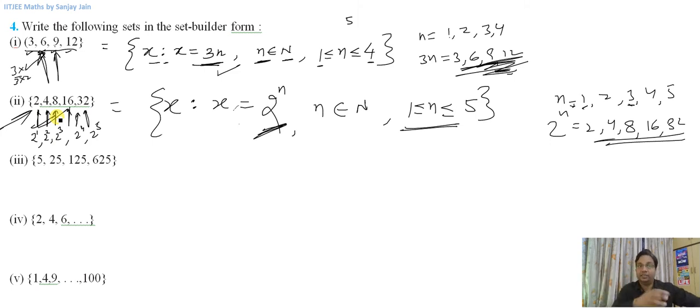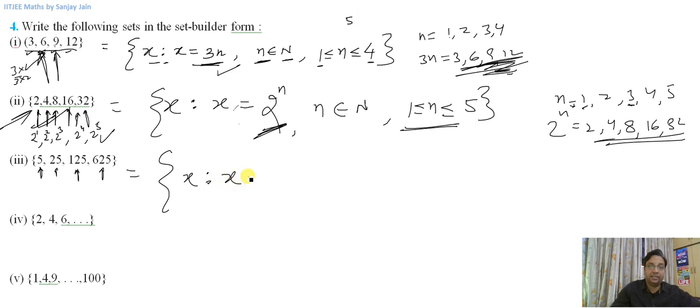So you can write a given set in the roster form and you can convert it into set builder form. Look at this one: 5, 25, so it is 5 squared, this is 5 cubed, this is 5 raised to power 4. So let me write the rule directly because it is just similar to this question.